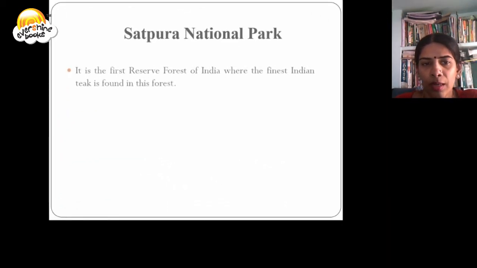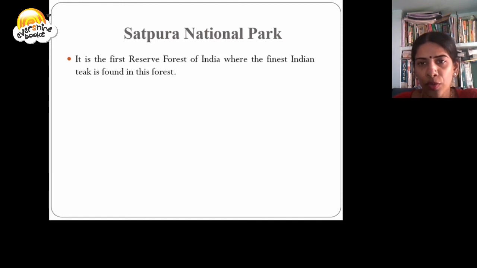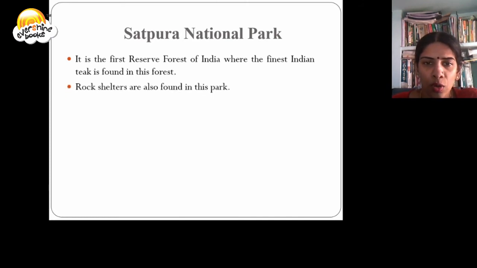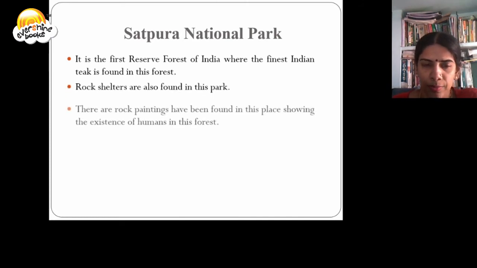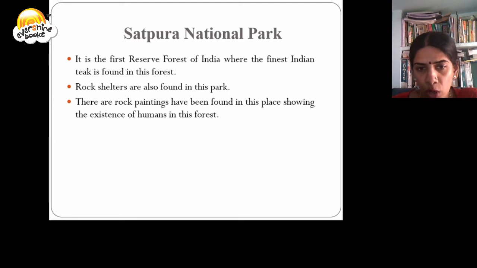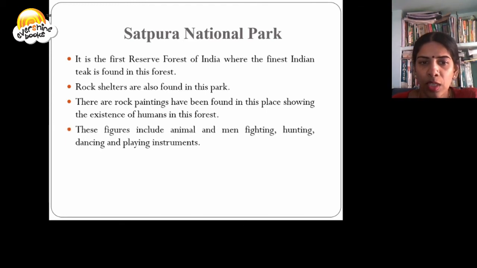Satpura National Park. It is the first reserve forest of India, where the finest Indian teak is found. Rock shelters are also found in this park. There are even rock paintings in these places showing the existence of humans in this forest. These figures include animals and men fighting, hunting, dancing, and playing instruments.